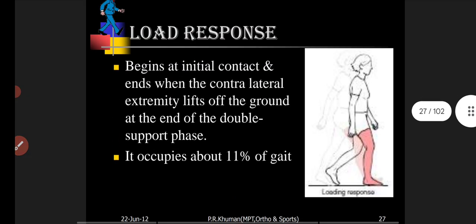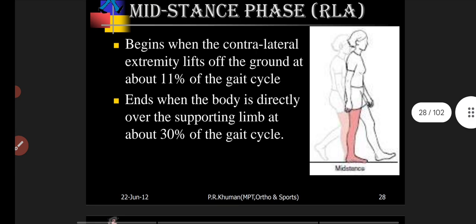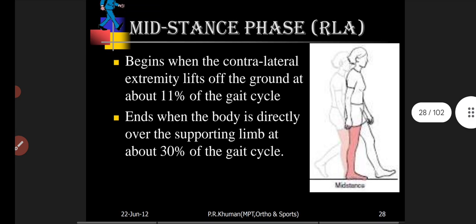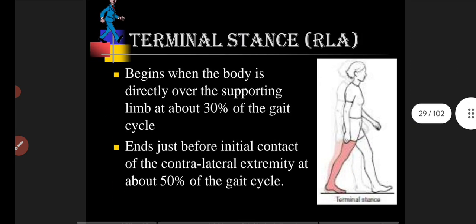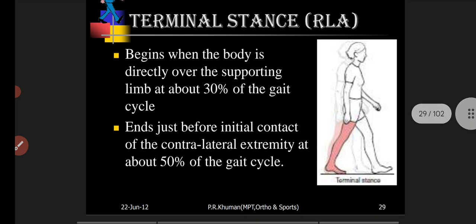The loading response is about 11% of the gait cycle, then the mid stance phase, up to 30% of the gait cycle. Then the terminal stance, which begins when the body is directly over the foot, at 30% of the gait cycle.